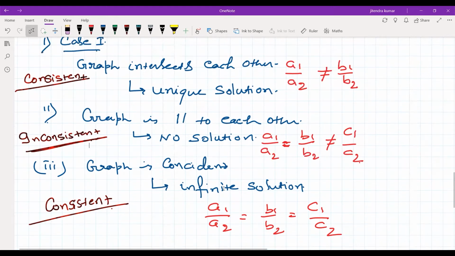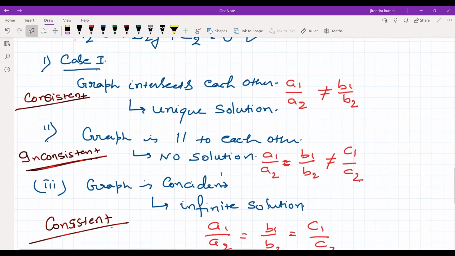Okay, is this part clear to everyone? All three cases: when the system of linear equations is consistent, when it is inconsistent, when we have a unique solution, when we have no solution, and when the lines are intersecting each other. If anybody has any doubt, you can ask right now, because this is the most important part of this chapter.